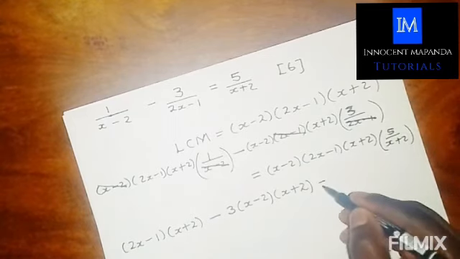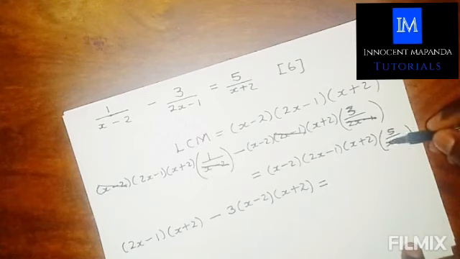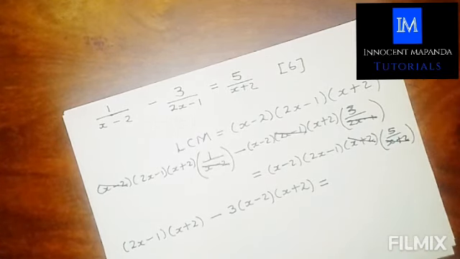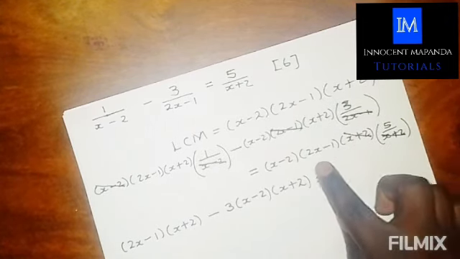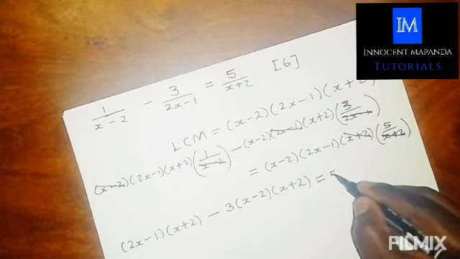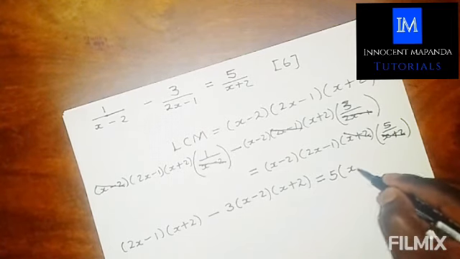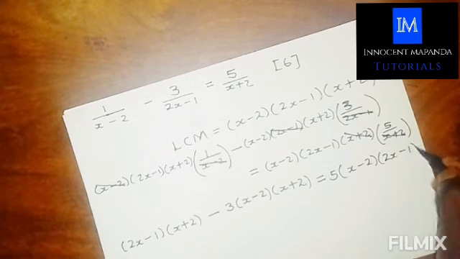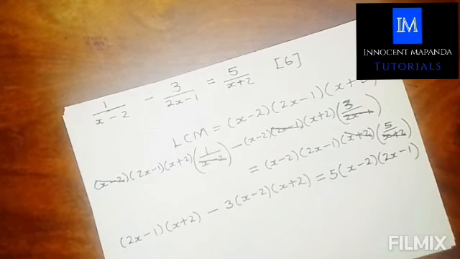Then I'm now moving on to the right side. x plus 2, the denominator, is going to cancel out with x plus 2, the common bracket. So you'll be left with x minus 2 and 2x minus 1, which is going to multiply the 5 remaining inside the bracket. Likewise, I'm going to start by writing 5, the number, then place the brackets in front, like this. So this is the first stage, to clear the fractions.